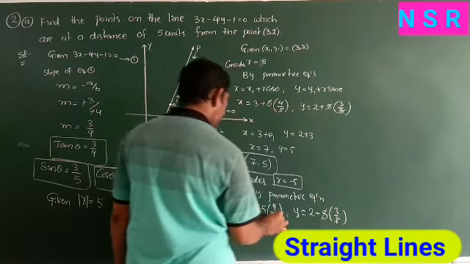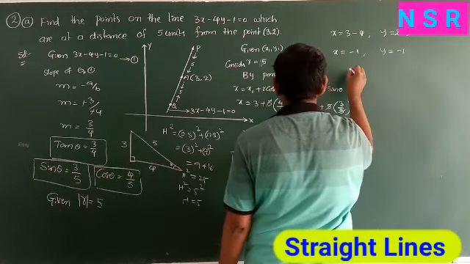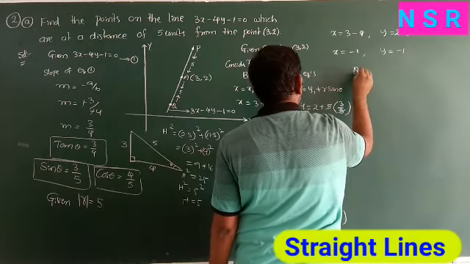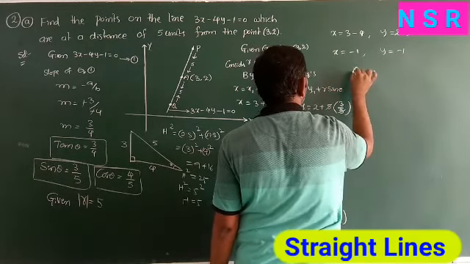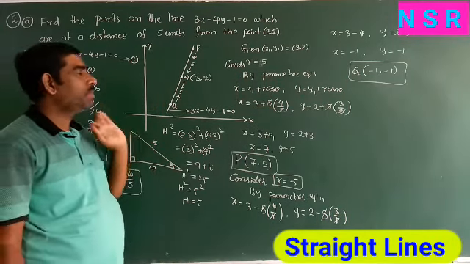Now here the 5 gets cancelled. x equals 3 minus 4 and y is equal to 2 minus 3. So 3 minus 4 is minus 1 and 2 minus 3 is minus 1. So here the Q point is (minus 1, minus 1). So these are the points on the line at a distance of 5 units from A.